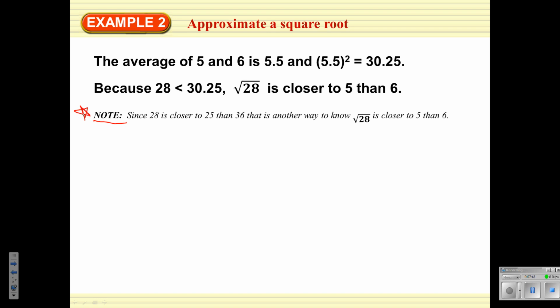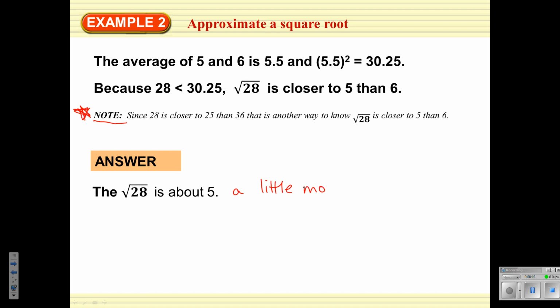However, I have a very easy way to do this. Since 28 is closer to 25 than it is to 36, that would be another way to know that the square root of 28 would also be closer to 5 than to 6. Okay, the square root of 28 is going to be closer to 5. So it's about 5. The square root of 28 is about 5, or you could say a little more than 5, because 28 is a little more than 25. A little more than 5. So there's your options for approximating.